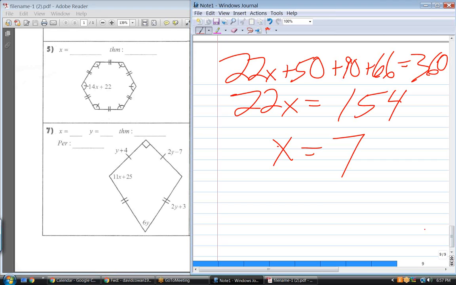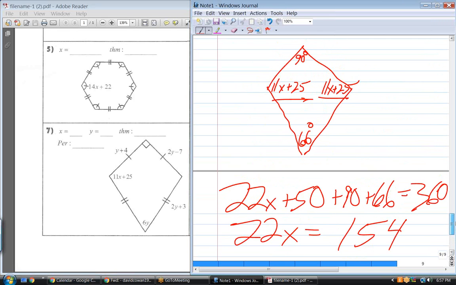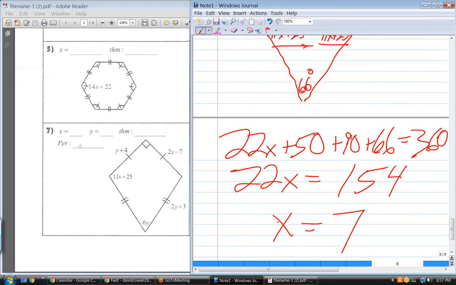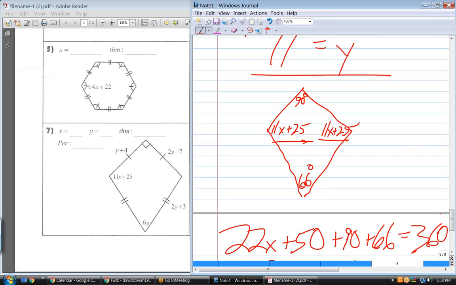So x was 7, y was 11. Perimeter, I think is what it means. Well, that's easy enough. Once you had y, the perimeter was just the sum of all four sides.